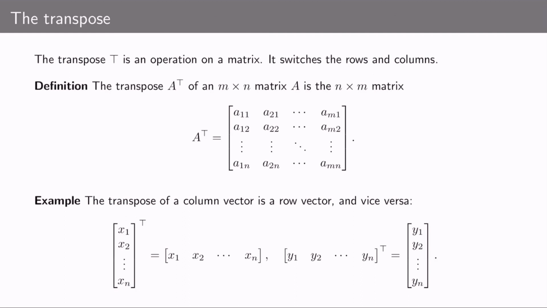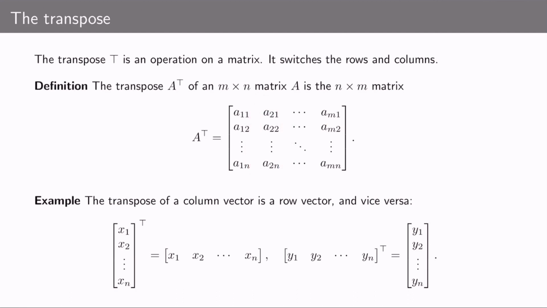There's an operation we'll frequently apply to matrices called the transpose, and we'll denote it with this little T that we write as a superscript on the matrix. And what the transpose does is it switches the rows and the columns of the matrix. So if we start off with our m by n matrix A from the previous slide, then A transpose is the n by m matrix, where the first column of A transpose is the same as the first row of A, and the second column of A transpose is the same as the second row of A, etc.